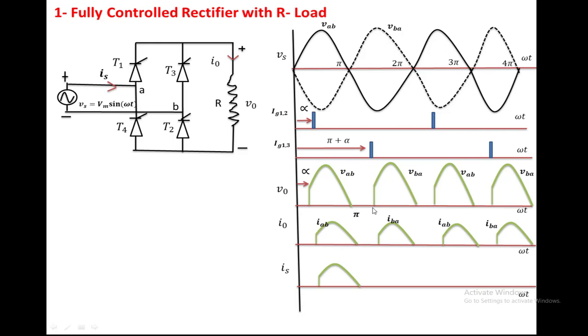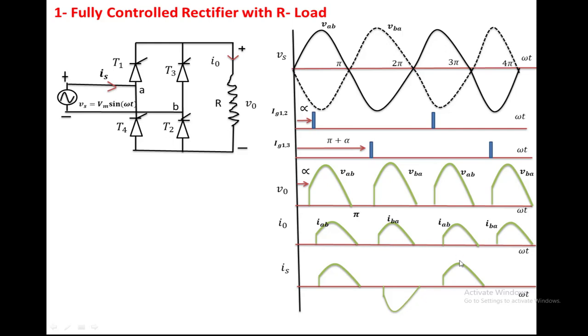Pi to pi plus alpha, no device is connected, the source is not supplying any current, that is 0. Again at this point, from pi plus alpha to 2 pi, T3 T4 is conducting. Now the current starts from the B terminal, T3, load, T4, and returns to the A terminal of the source in this manner. So the source current is negative, equal to the load current. So the same waveform you have to draw below the x-axis.